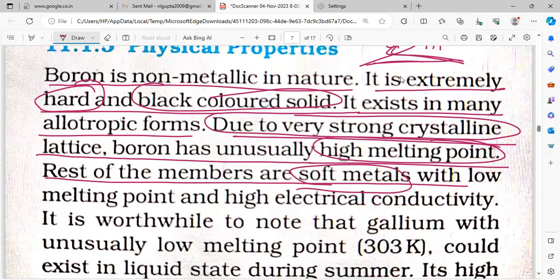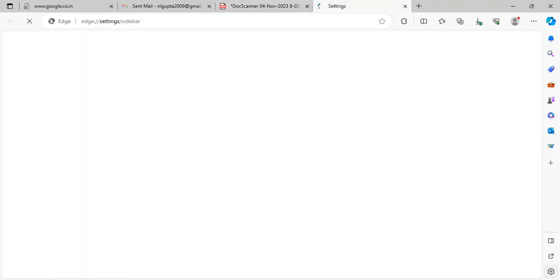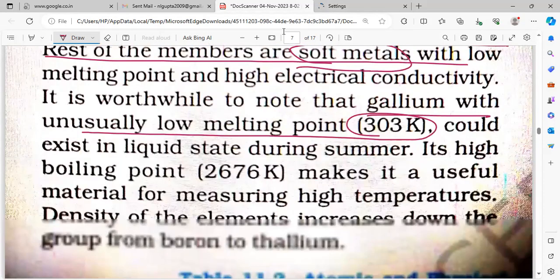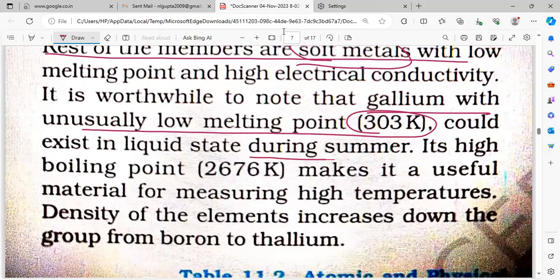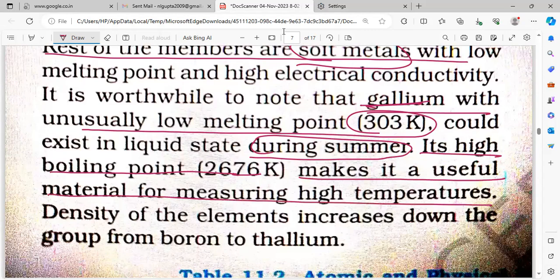It is worthwhile to note that gallium, with an unusually low melting point of 303 Kelvin, could exist in liquid state during summer. So gallium exists in liquid state in summer. Its boiling point is high, 2676 Kelvin, which makes it a useful material for measuring high temperature.